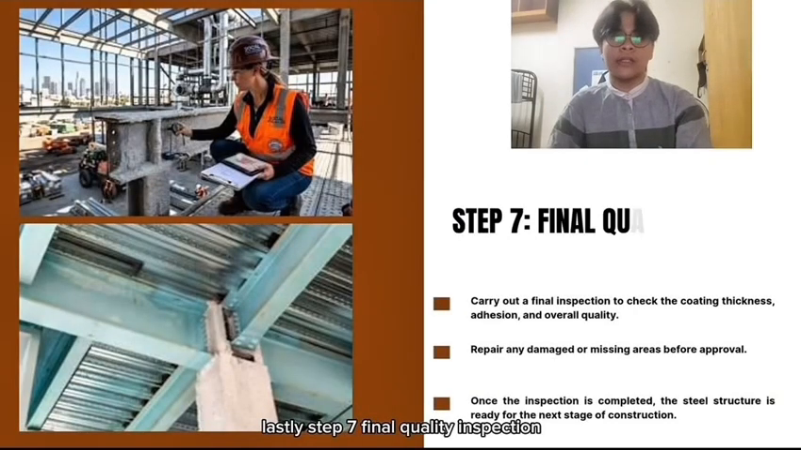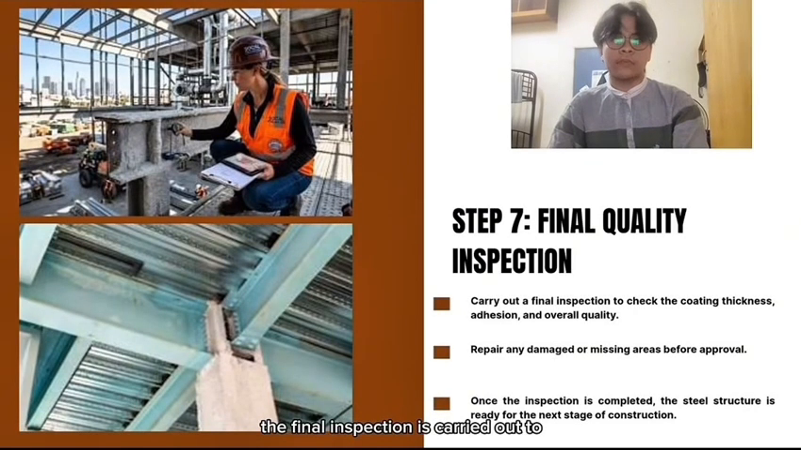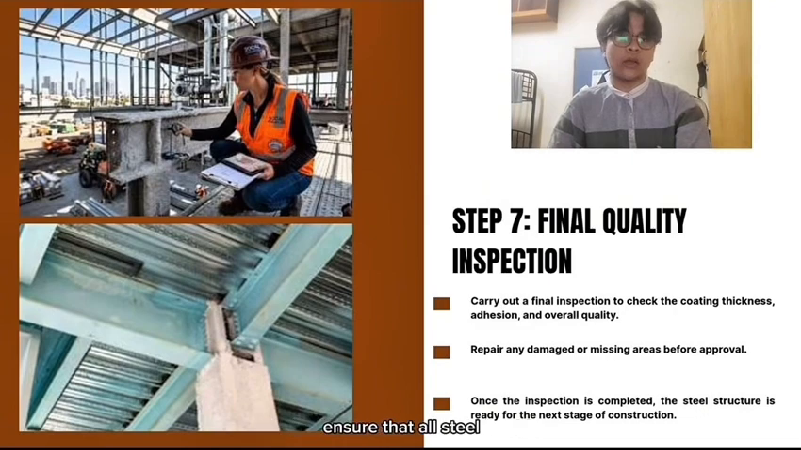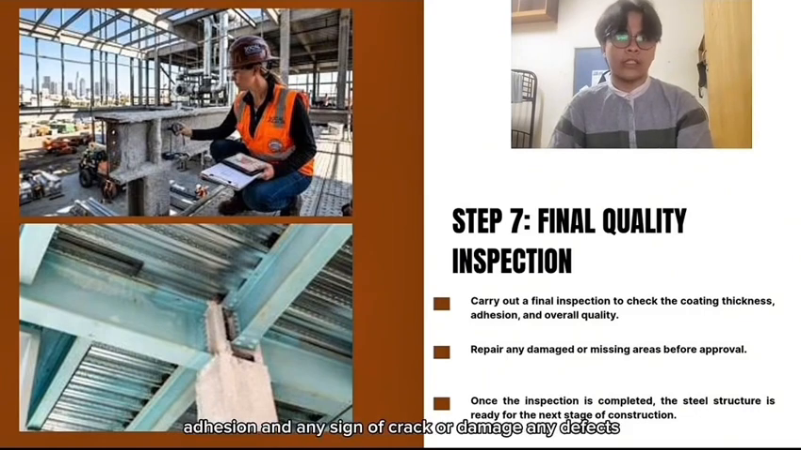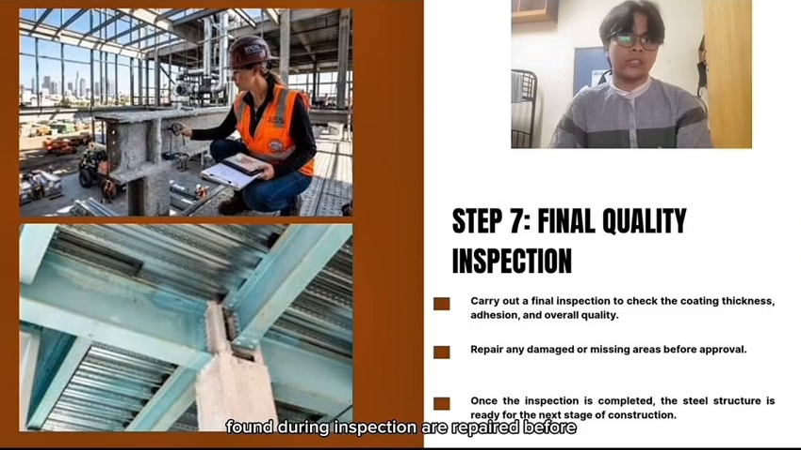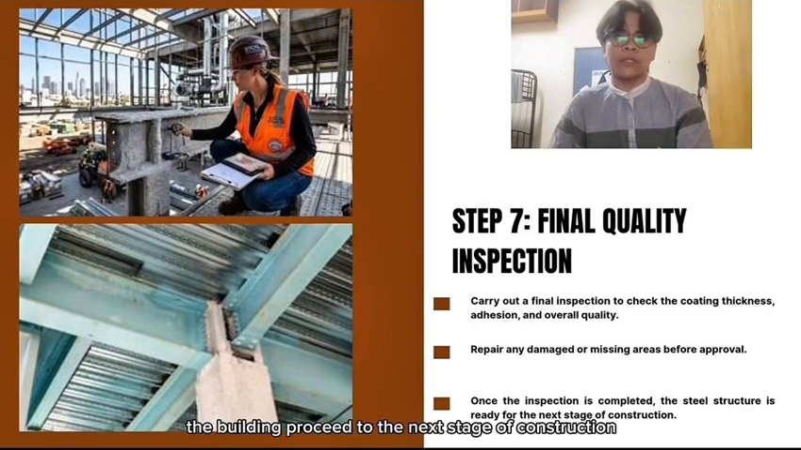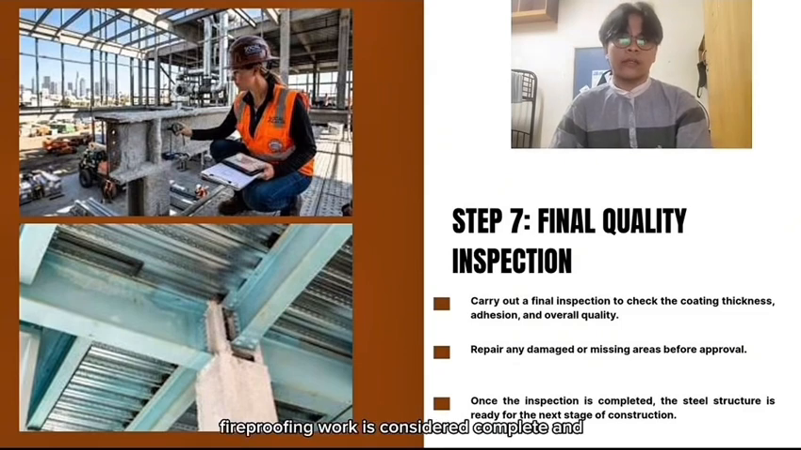Lastly, step 7. Final quality inspection. The final inspection is carried out to ensure that all steel members and steel connections are fully protected. The inspector checks coating thickness, surface uniformity, adhesion, and any sign of crack or damage. Any defects found during inspection are repaired before the building proceeds to the next stage of construction. Once approved, the fireproofing work is considered complete and complies with the project's fire safety requirements.